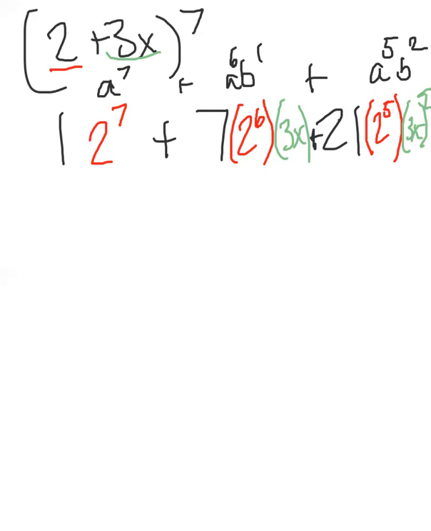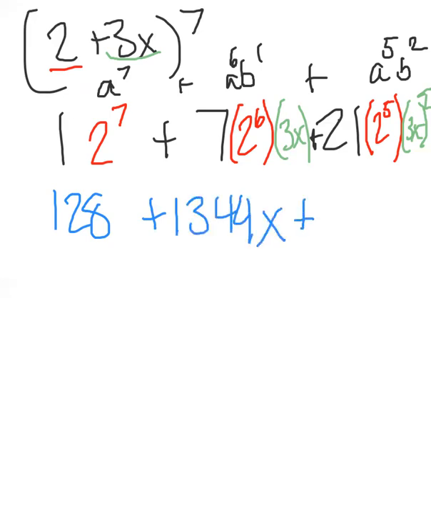I know that 2 to the 7th is 128 plus 1,344x plus 6,048 x squared. And I know these numbers seem large, but when you're working them out by hand, it's not too difficult since they're multiples of 2. So I would expect that you should be able to do this. And so does IB, clearly, to do this without a calculator. Okay, so that was part A.